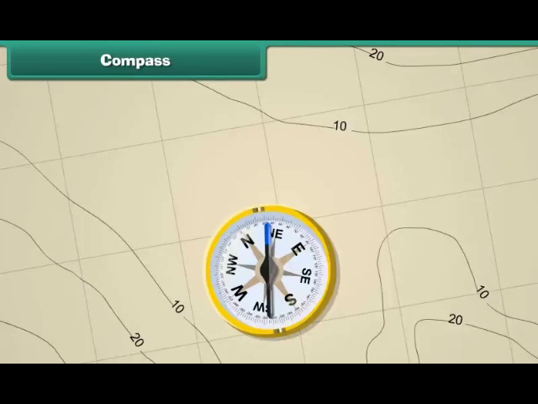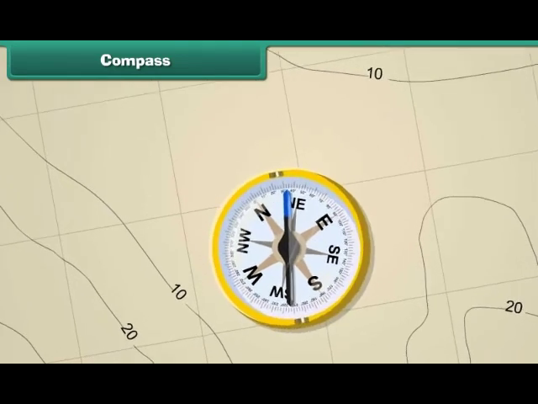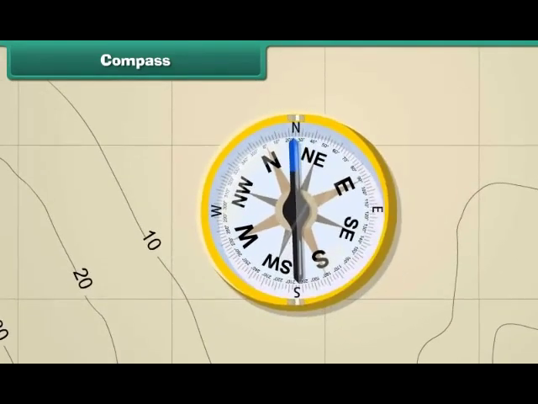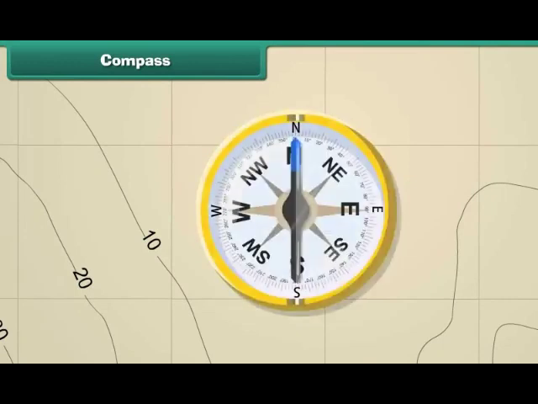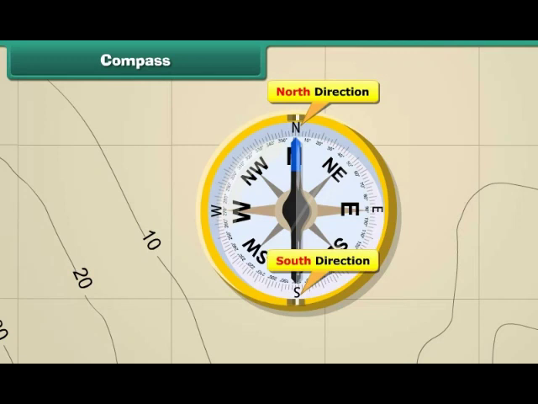Compass. This is a compass. It is a device. We use it to find directions. The compass has an arrow with a head and a tail. The head always points to the north and the tail to the south.